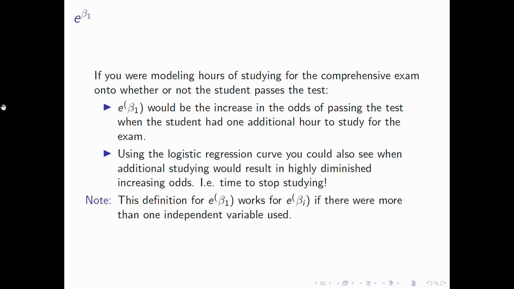Here's an example that might help make this make a little more sense. If you are modeling the hours of studying for the comprehensive exam onto whether or not the student passes the test, the exponential term to beta 1 would be the increase in the odds of passing the test when the student has an additional hour to study for the exam. At the same time, you could also use the logistic regression curve to see when additional studying would result in highly diminished increasing odds. In other words, it'd be time to stop studying, which would be as the logistic curve goes to 1. This definition also works for any beta in your model if you had more than one independent variable used.